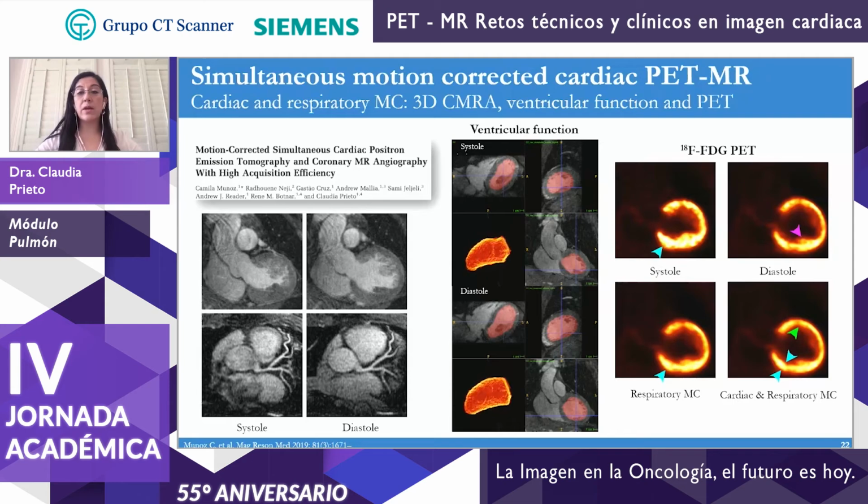This approach can also be extended to dual-phase acquisition in systole and diastole, which allows us to obtain ventricular function, but also to estimate cardiac motion to correct the PET data. As you can see here, the PET data shows some improvements after respiratory motion correction, however, we can observe even further improvements when both respiratory and cardiac motion correction is performed.